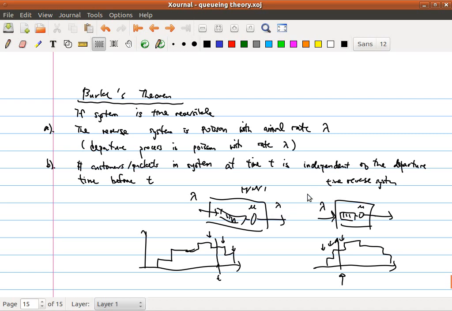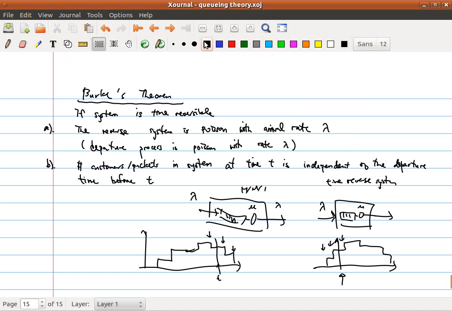lambda. And this is rather obvious from our discussion, as if the system is time reversible, in this case because the detailed balance equation is satisfied, then the time reverse system will be identical to the original system statistically. So therefore, it will also have an arrival rate of lambda. And of course, if we translate this back to the original system, it corresponds to a departure rate of lambda. And that's just part A here.